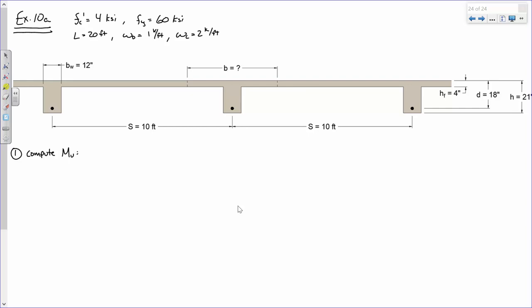All right, now, I want to be clear, and this is what I had mentioned earlier, that there is a difference between the tributary width, which is W sub T, and the effective flange width. What is the tributary width for these beams? 10 feet. Or maybe we'll say 120 inches. There is a difference between the tributary width and the effective flange width.